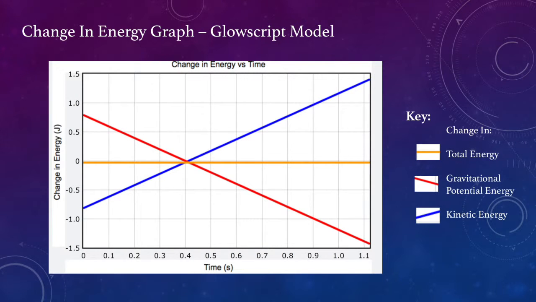In this graph we can see the change in energy. The total energy, which is represented by the orange line, remains at 0, which means the energy conservation was upheld. For every gravitational potential energy, there is either a negative or positive kinetic energy that cancels it out.